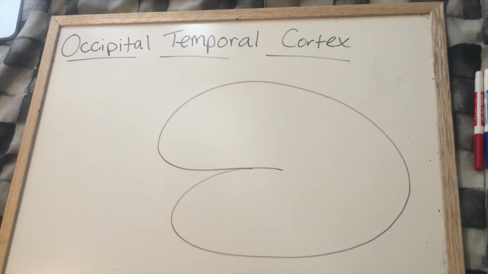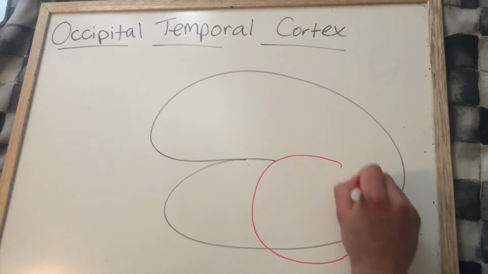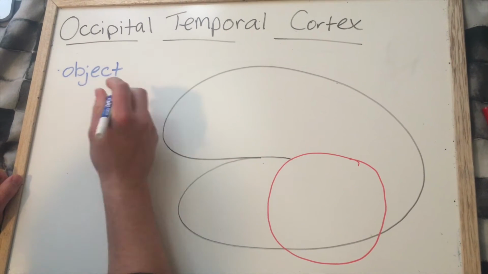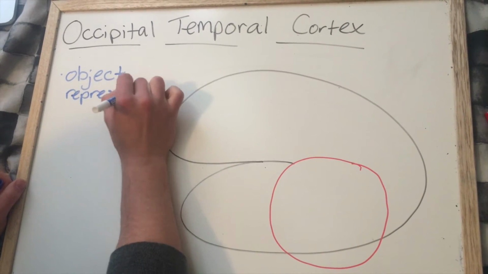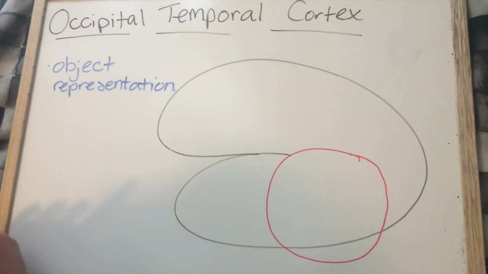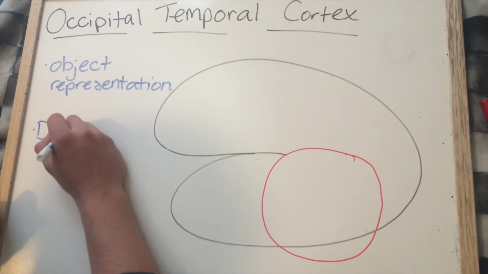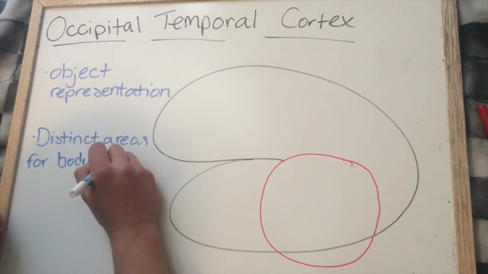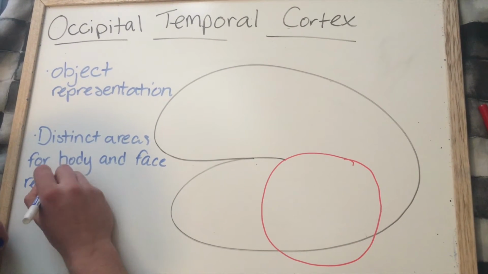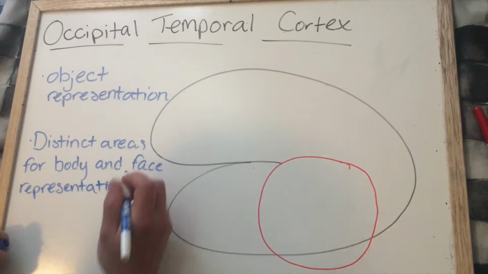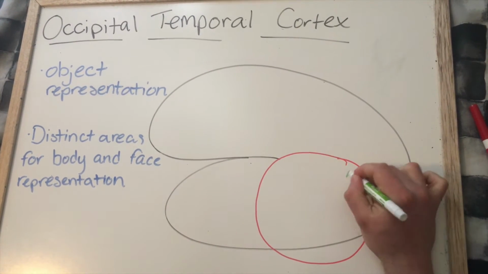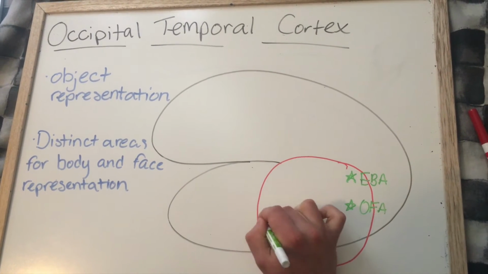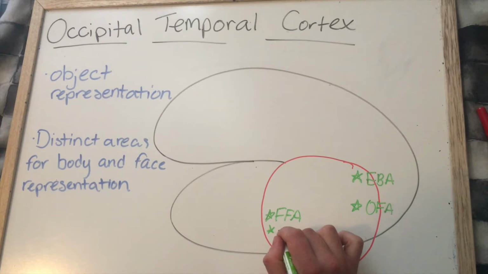The occipital temporal cortex, which we will refer to as the OTC, is located around the junction of the occipital and temporal lobes. As a higher-order visual area, the OTC is known to be involved with perception and specifically object recognition. Past studies have further identified distinct areas in the OTC to be activated by facial and body images. These areas have been defined as the extrastriate body area, or EBA, fusiform body area, FBA, occipital face area, OFA, and fusiform face area, FFA, located in the designated green star region.